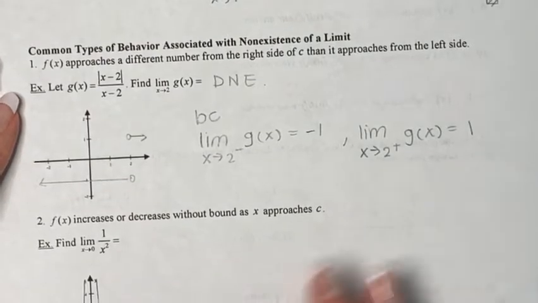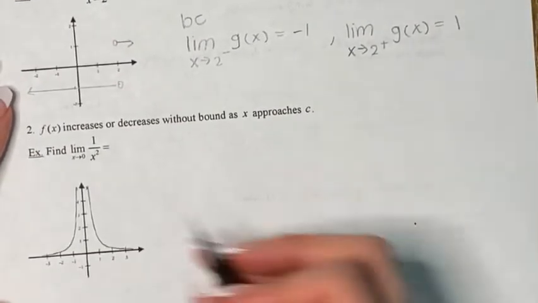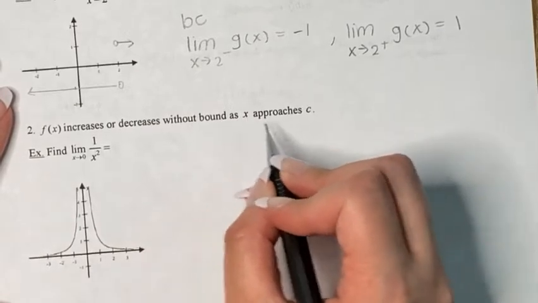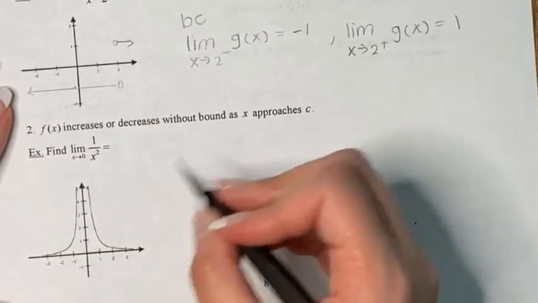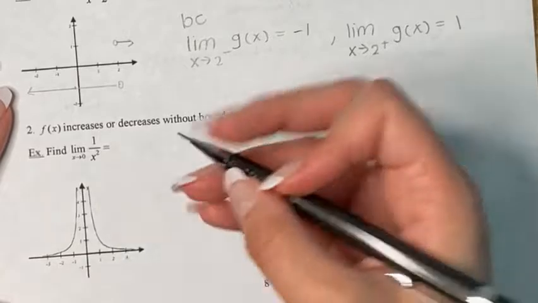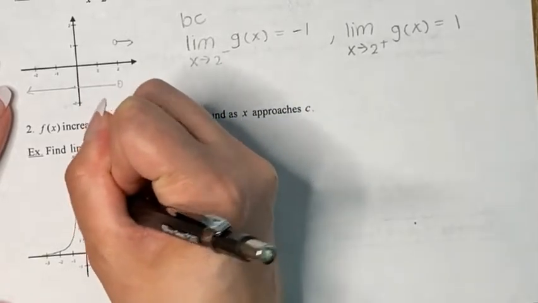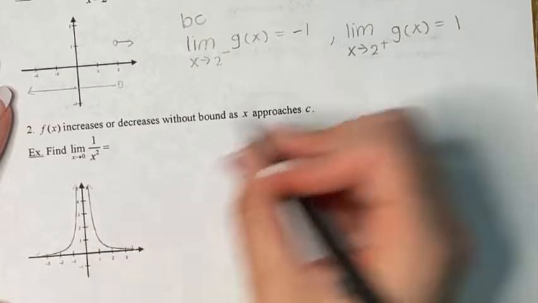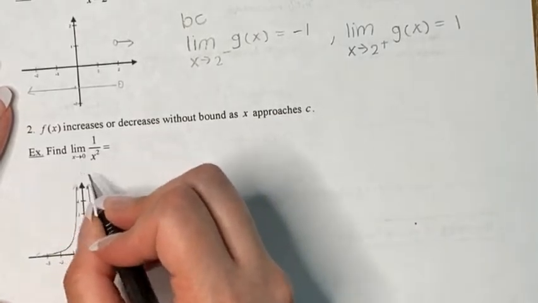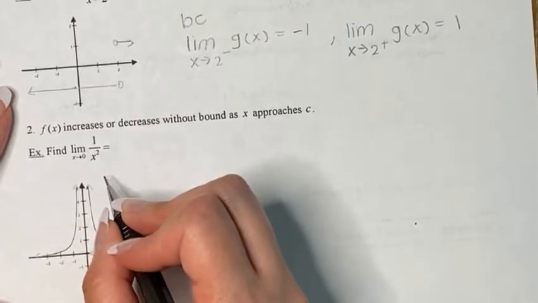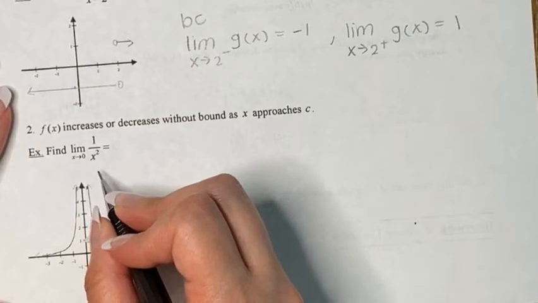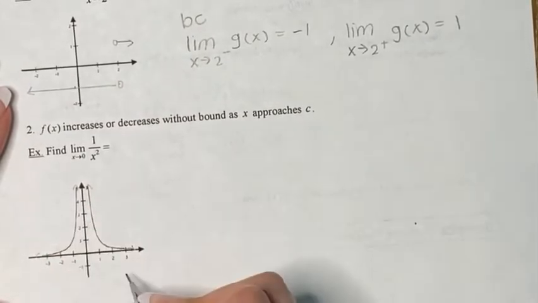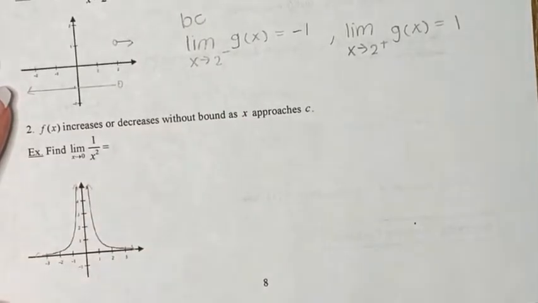Another important case that you have over here is when f of x increases or decreases without a bound as x approaches c. What is without a bound? Like very, very fast, or pretty much infinitely. So in this situation, you have a well-known function, the limit as x approaches 0 of the function 1 over x squared. So here you have the graph of 1 over x squared as a function.